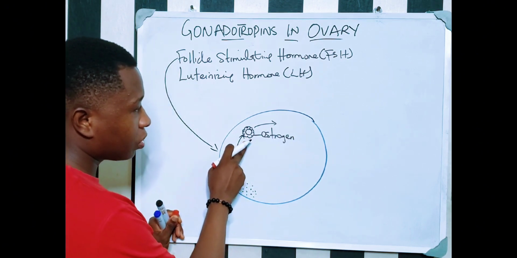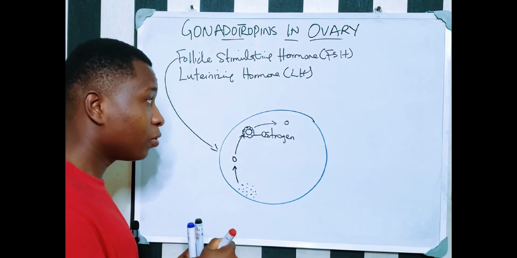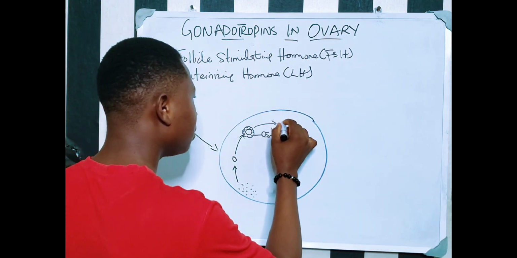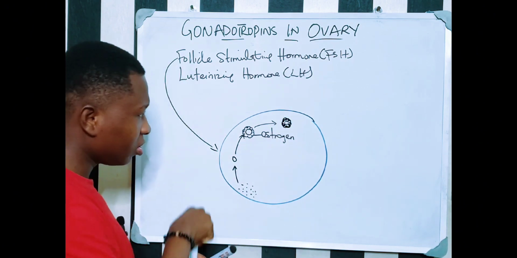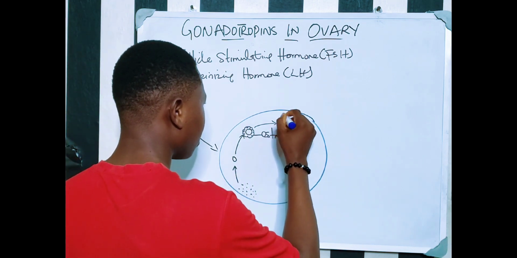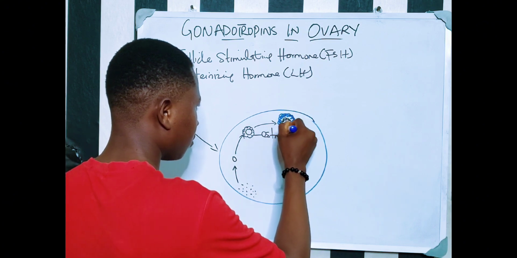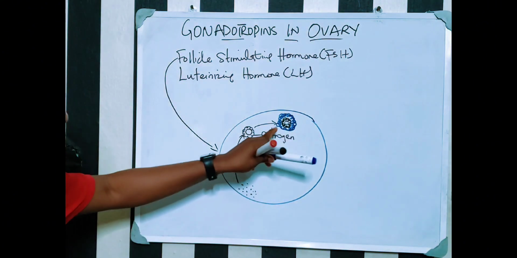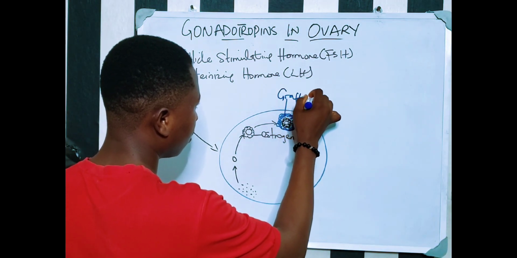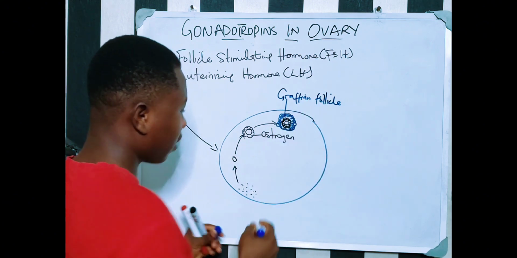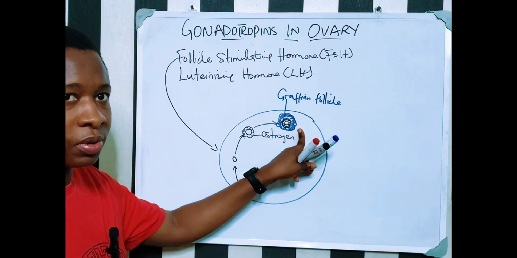Now, from this stage, it moves to form a thicker follicle. So from the secondary follicle, it grows to the Graafian follicle. Now the Graafian follicle has more protection. So the cells become thick, thicker than that of the secondary follicle. Okay. So this is what we call the Graafian follicle.